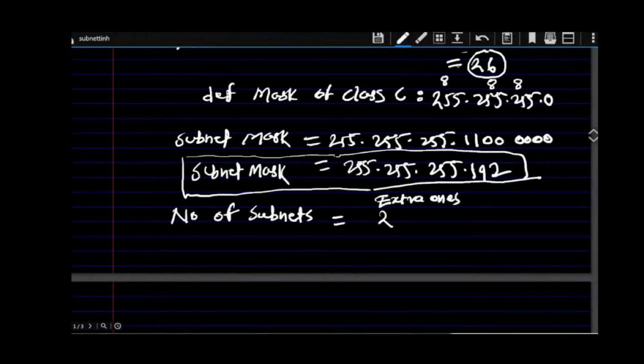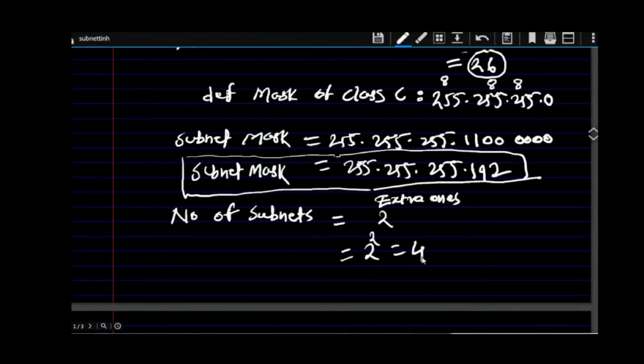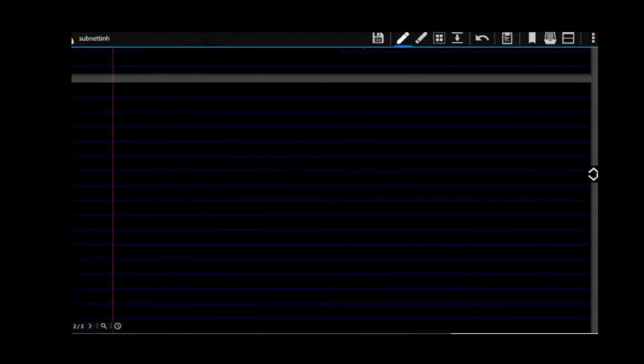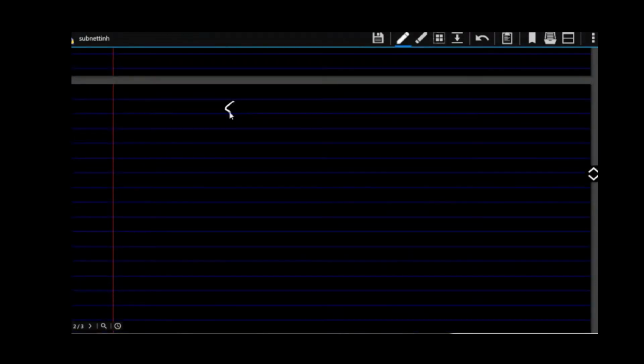Extra ones means the default mask had 24 ones and the subnet mask has 26 ones. So how many extra ones are there? That is 2, so 2 to the power of 2 equals 4. Am I right? So the number of subnets equals 2 to the power of 2, which is 4.